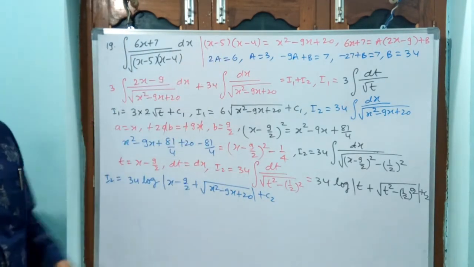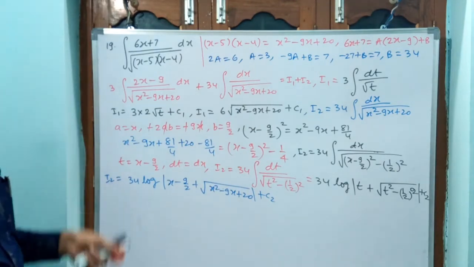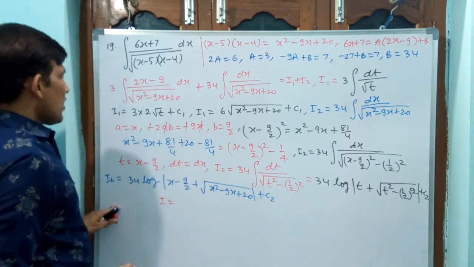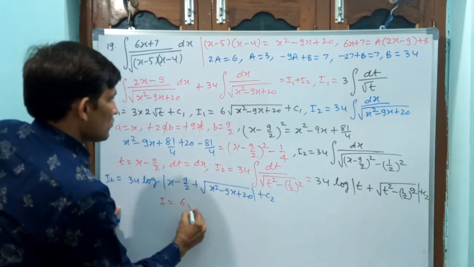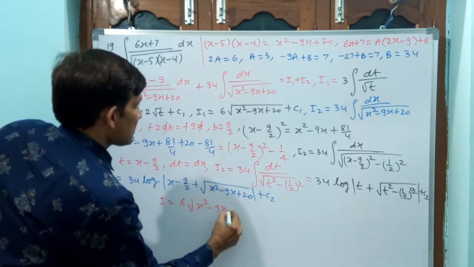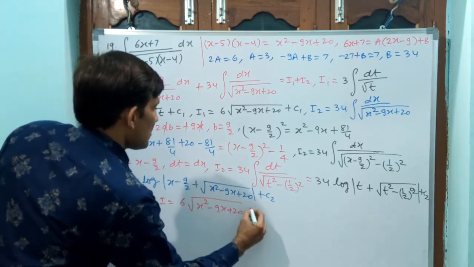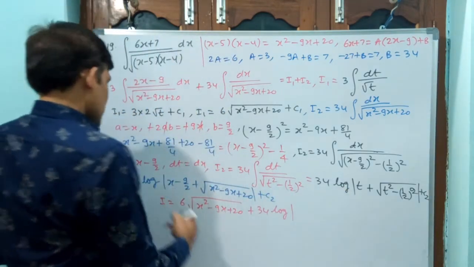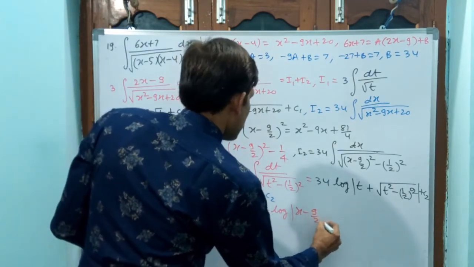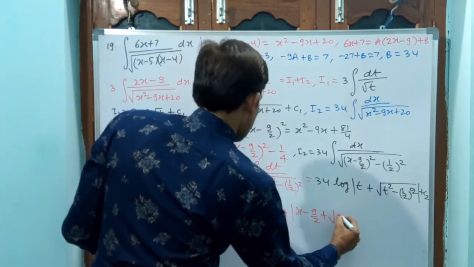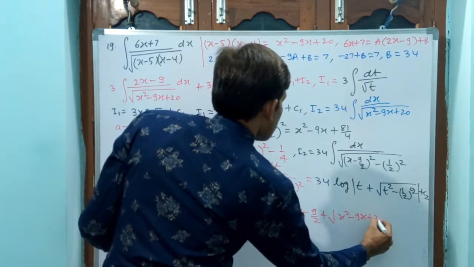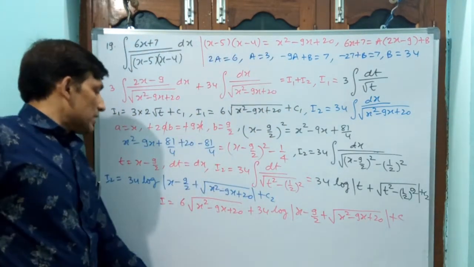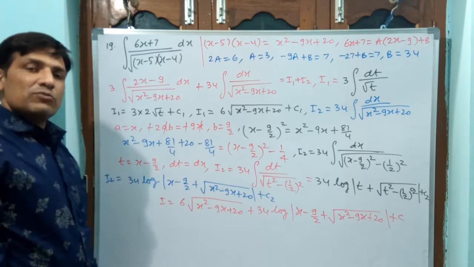Then what is your final answer? Write down the final answer, I1 plus I2. I is equal to I1. How much has come? I1 is this one: 6 square root of x square minus 9x plus 20 plus 34 log modulus of x minus 9 by 2 plus square root of x square minus 9x plus 20, modulus close, plus c. This will be your answer for your 19th question. Take this, we will go for the 20th question.